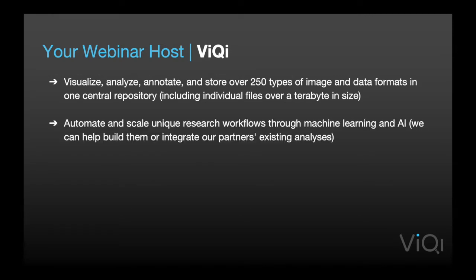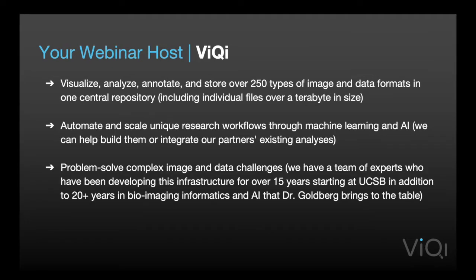In addition to that, we work with a lot of companies to automate and scale their unique research workflows through both machine learning and AI. We can not only help build out those workflows, but if our partners have something they already have put together, we can use that existing workflow or analysis and make it work. So no reinventing the wheel. Last but not least, we do a lot of problem solving for complex image and data challenges. Our team is a group of experts who have been developing this infrastructure for over 15 years, stemming from UCSB. And as mentioned, you'll soon learn about Ilya, who's bringing over 20 years of bioimaging, informatics, and AI to the table, which is wonderful.